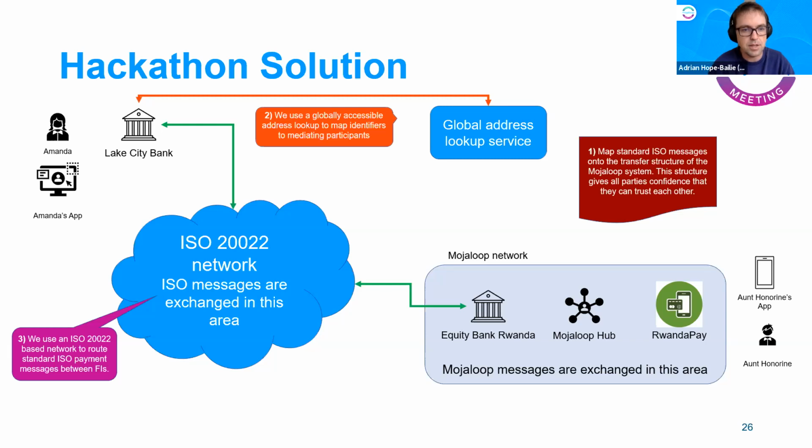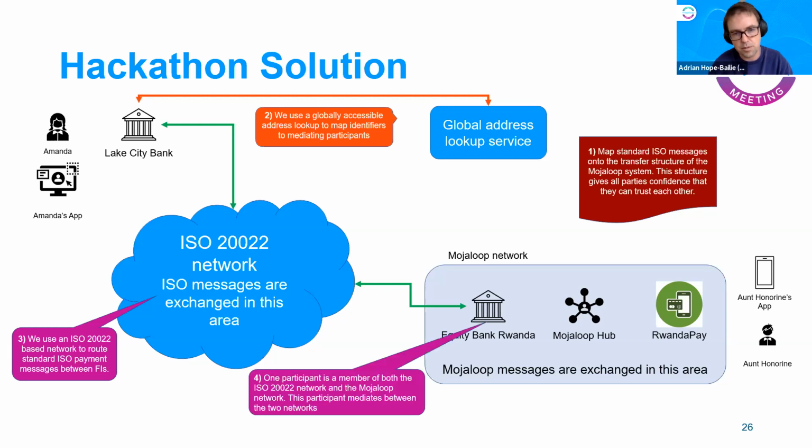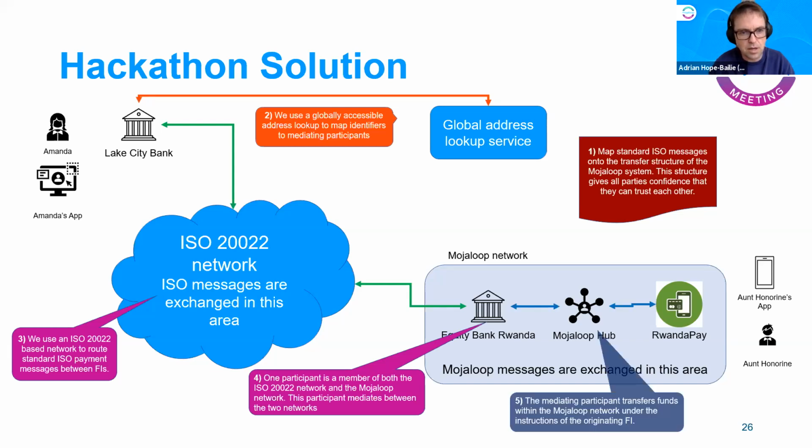But the idea here is demonstrating the 20022 mapping and transition at the Equity Bank in Rwanda. So what Equity Bank in Rwanda are receiving are ISO 20022 messages, but they're also participants in a Mojaloop system. And so they forward on FSPIOP messages through the Mojaloop hub. So the first message they will receive is the account lookup. They'll pass that on to Rwanda Pay to verify that Aunt Honorine's account is held there. And there'll be a quote and a transfer exactly as we would in our normal Mojaloop system.